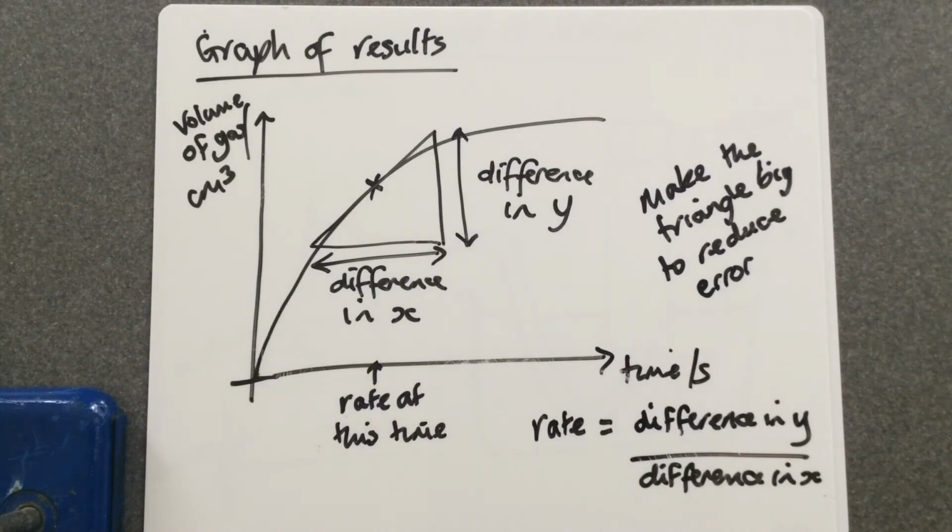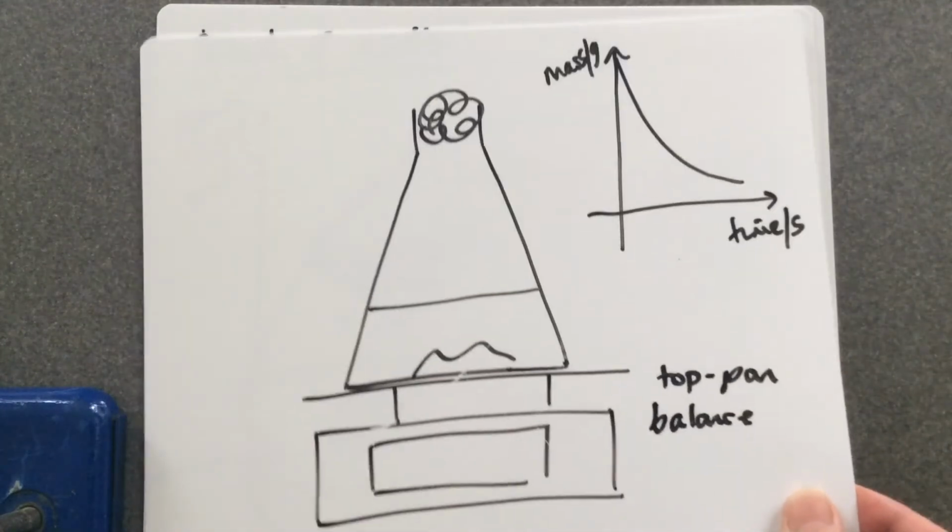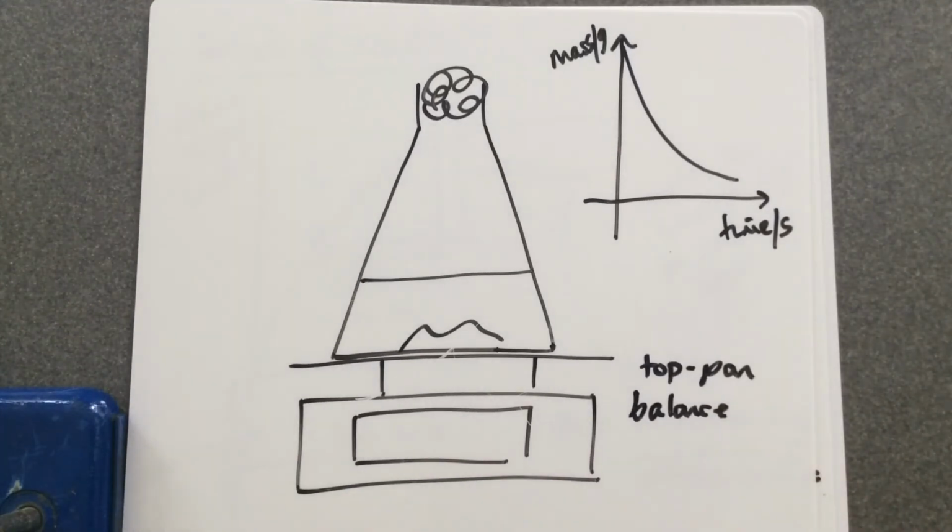Alternatively, you may have got a similar graph by measuring the loss in mass against time. These were all kinds of typical experiments that you could have done.